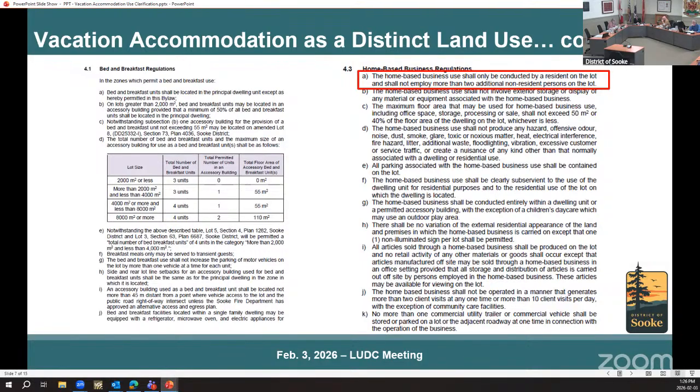Important to the discussion is section 4.3A of the home-based business regulation, highlighted in red on the slide, which has historically been used to require the operator of a vacation accommodation unit to reside on the lot, essentially requiring staff to link vacation accommodation use with home-based business to regulate short-term rentals. This is the link that has been made to confirm consistency with the provincial short-term rental legislation's principal residence requirement.